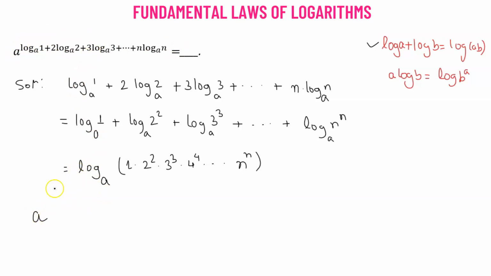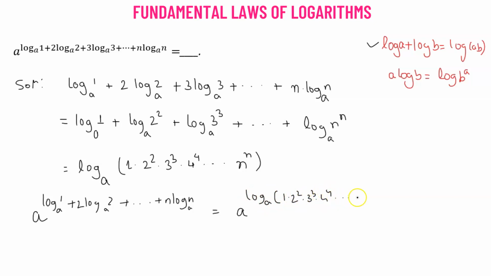Now we have a raised to the power of log of 1 to the base of a plus 2 log 2 to the base of a. So this goes all the way up to n times log of n to the base of a. So this is equivalent to saying a raised to the power of log with the base of a of 1 times 2 squared times 3 cubed times 4 raised to the power of 4 all the way up to n raised to the power of n.